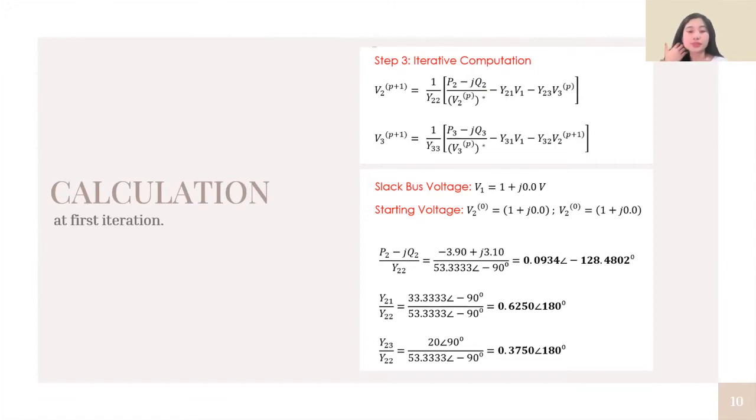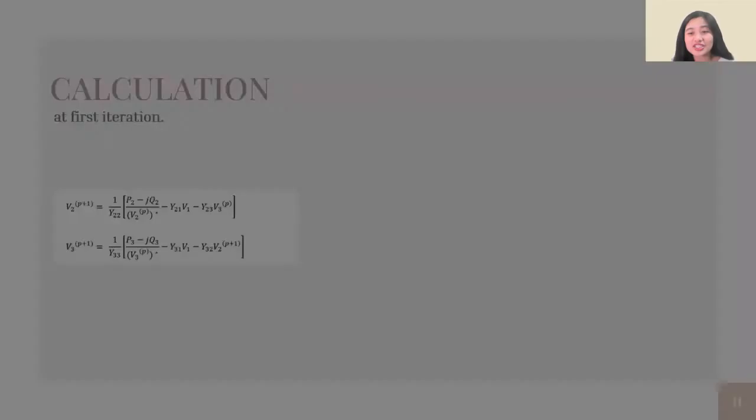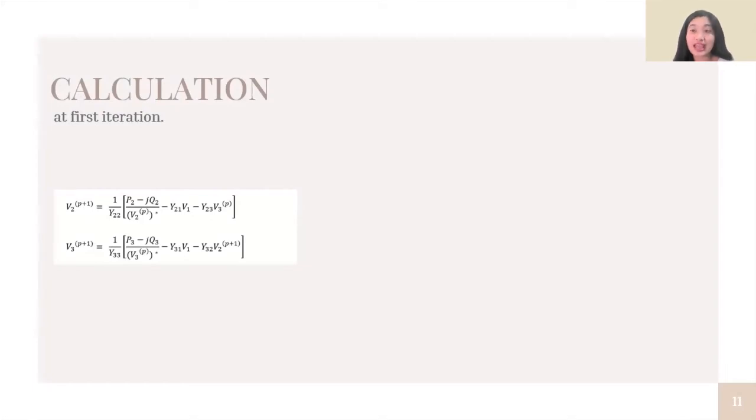But for me, my preference is that I want to dissect all the data that I need to input in my formula. Now, as for our y sub 23 divided by y sub 22, ang value natin is 20 at an angle of 90 divided by 53.333 at an angle of negative 90, and we will arrive at an answer of 0.3750 at an angle of 180. So I am not going to calculate it one by one because it will take us more than an hour or 2 more hours just to get our final answer.